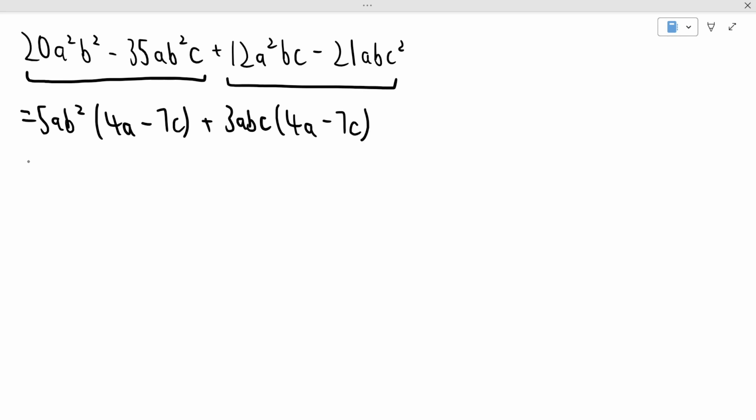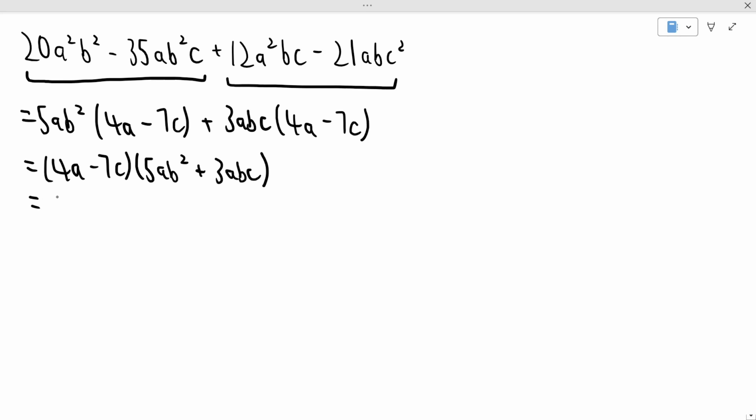So now we can see that both terms have a 4a minus 7c in common, which we take out from each term. If we factor out a 4a minus 7c from the first term, we're left with a 5ab squared, and if we do that with the second term, we're left with a plus 3abc. We can actually factor this further, because if we look at the second parentheses, the expression 5ab squared plus 3abc can be factored further by taking out an ab from both terms, which they have in common.